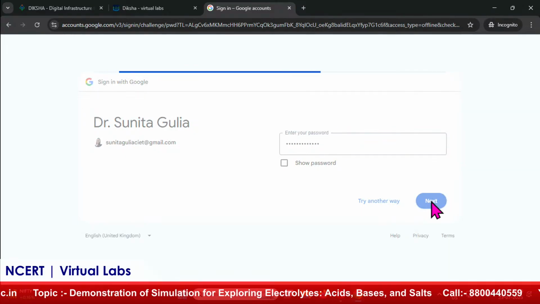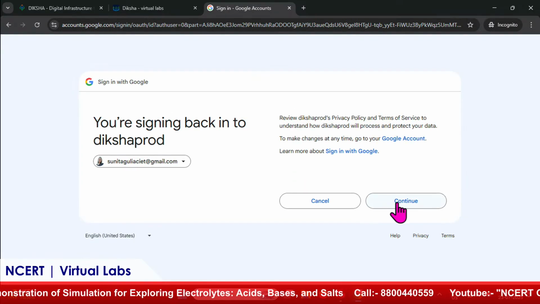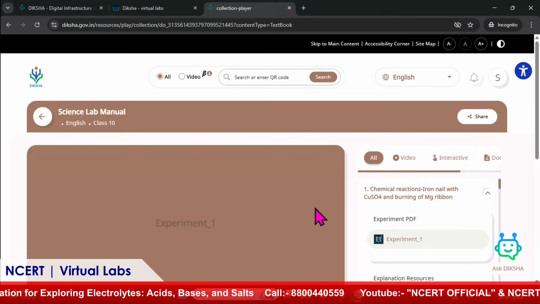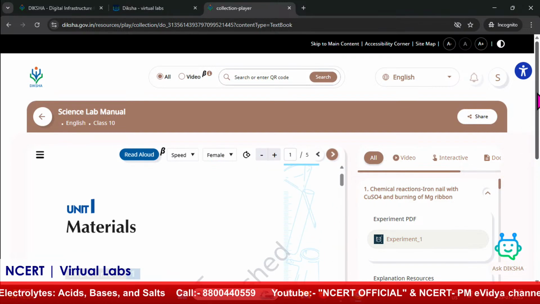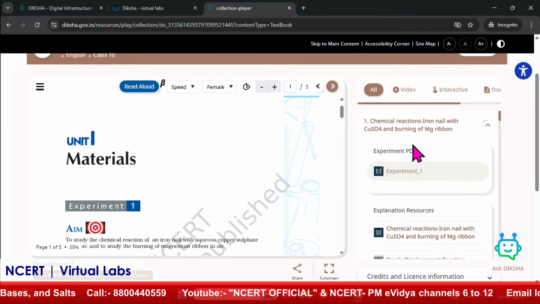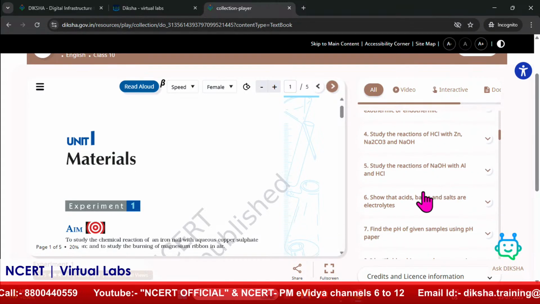Yes, ma'am. Okay, so here you can see I have signed into my account. I'll click on continue. Now it will take me to the virtual lab platform where we were initially. So now I can access all the resources that are available under this platform. Step by step we will move. Now we just need to reach our experiment.